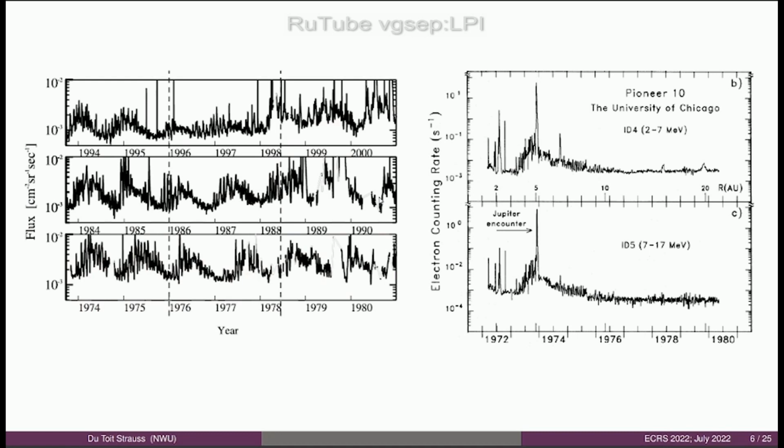The 13-month periodicity is expected because that's the orbital period of Jupiter as measured from Earth, so the synodic period of Jupiter. So it was expected that these should be Jovian electrons, but this was confirmed when the Pioneer 10 spacecraft did the Jupiter flyby in the 1970s. So you can see at 5 astronomical units distance, there's a nice peak where it entered the Jovian magnetosphere.